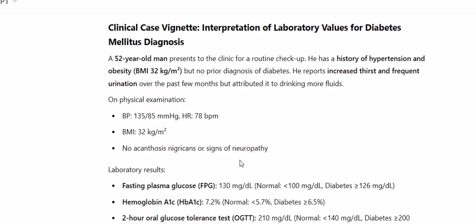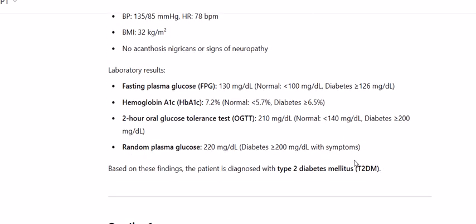On physical examination, BP 135/85 mmHg, HR 78 BPM, BMI 32 kg/m², no acanthosis nigricans or signs of neuropathy. Laboratory results: fasting plasma glucose, FPG, 130 mg/dL (normal below 100, diabetes at 126 or above). Hemoglobin A1C, HbA1c, 7.2% (normal below 5.7%, diabetes 6.5% or above).